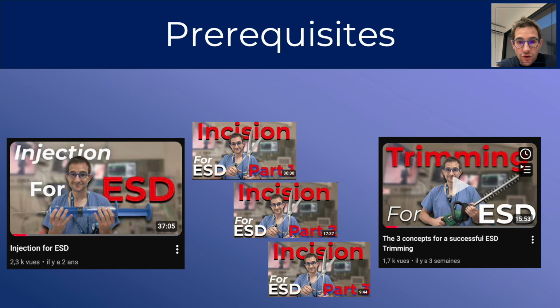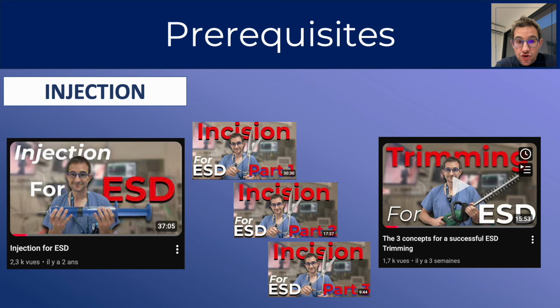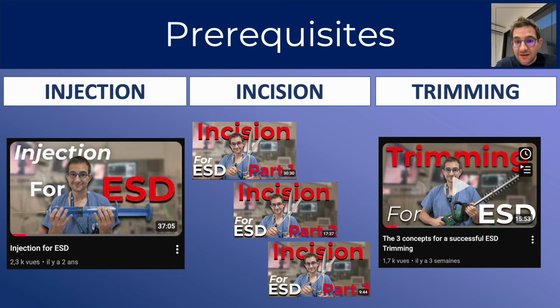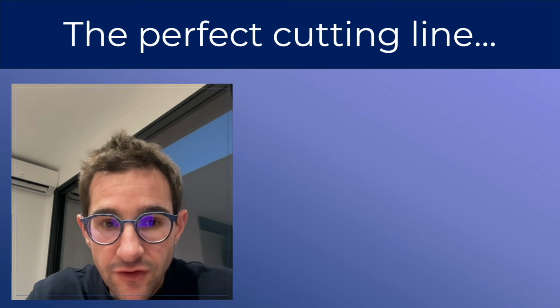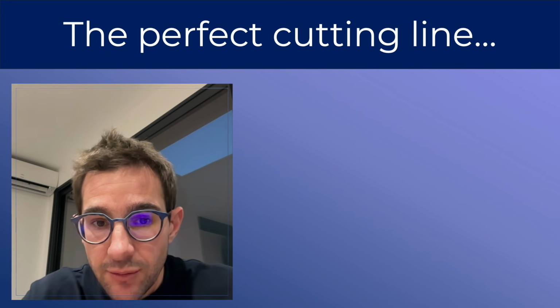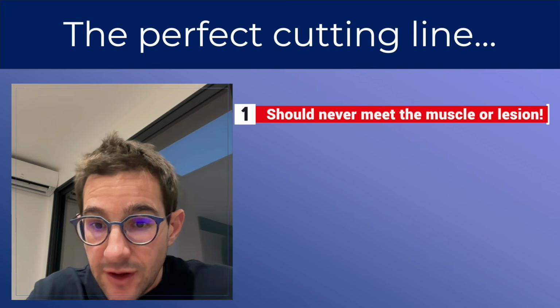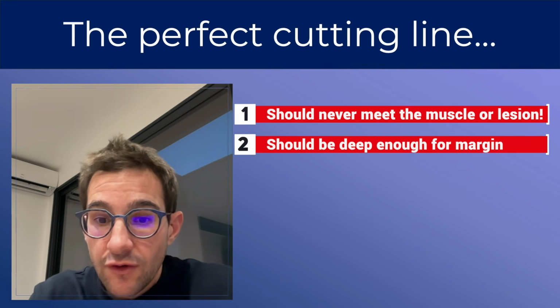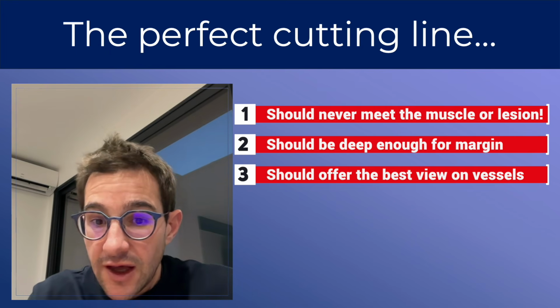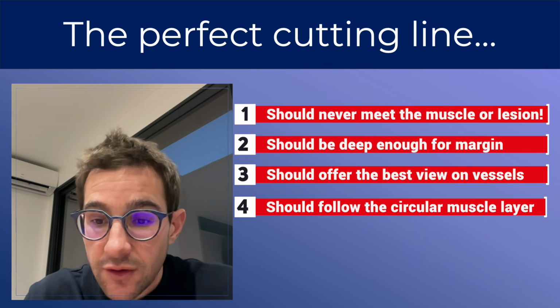To be in a good position when beginning the dissection, you should have done a good injection, a good incision, and a good trimming in order to access the submucosal space and be stable between the mucosa and the muscle. So first, the cut line, from a theoretical point of view, should never meet the muscle and the specimen, should be deep enough for vertical margin, should offer the best view on the vessels, and also the best view on the circular muscular layer.